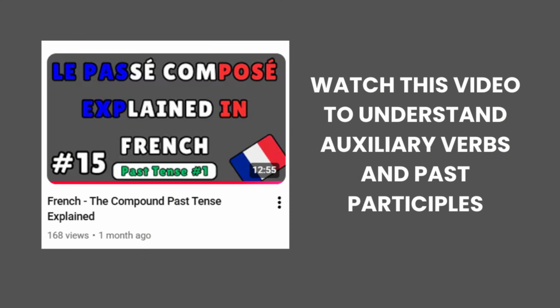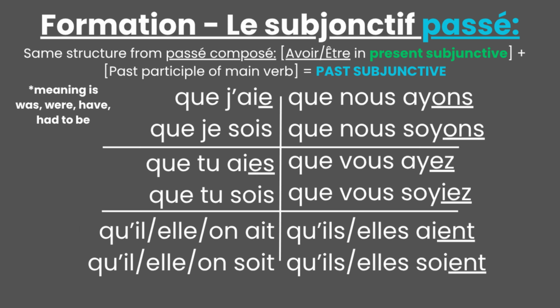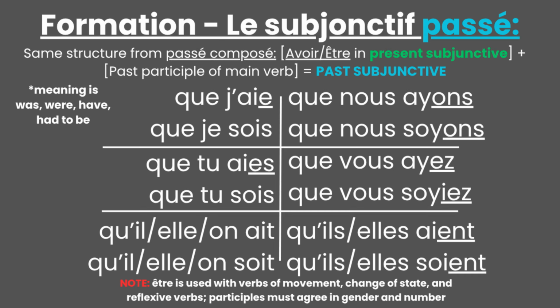In the previous video, I showed subjunctive endings, and such endings will sometimes be used with avoir or être. Because the two verbs have irregular forms, we have to remember them individually and use them in the present subjunctive with a past participle. This way, we create a structure of the past subjunctive. Also, don't forget that être is used with verbs of movement, change of state, and reflexive verbs, and that past participles must agree in gender and number with the subject.